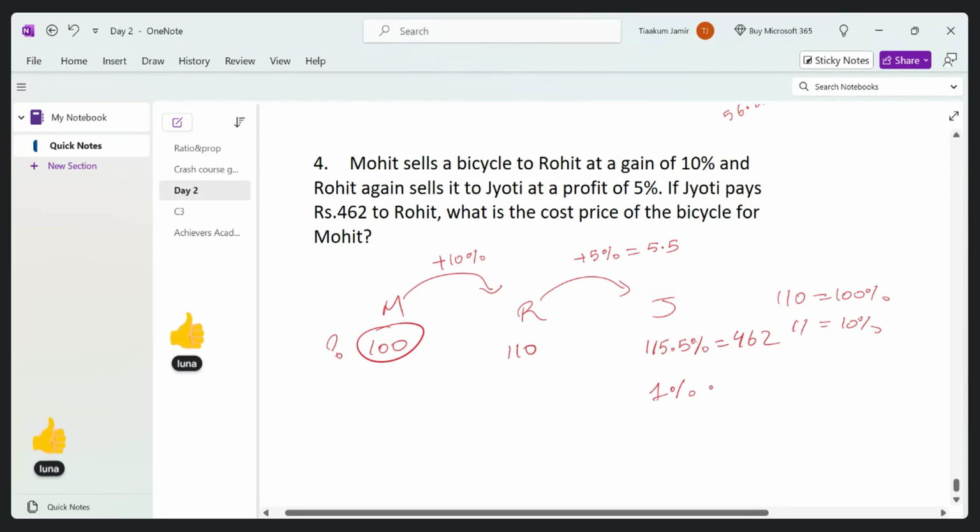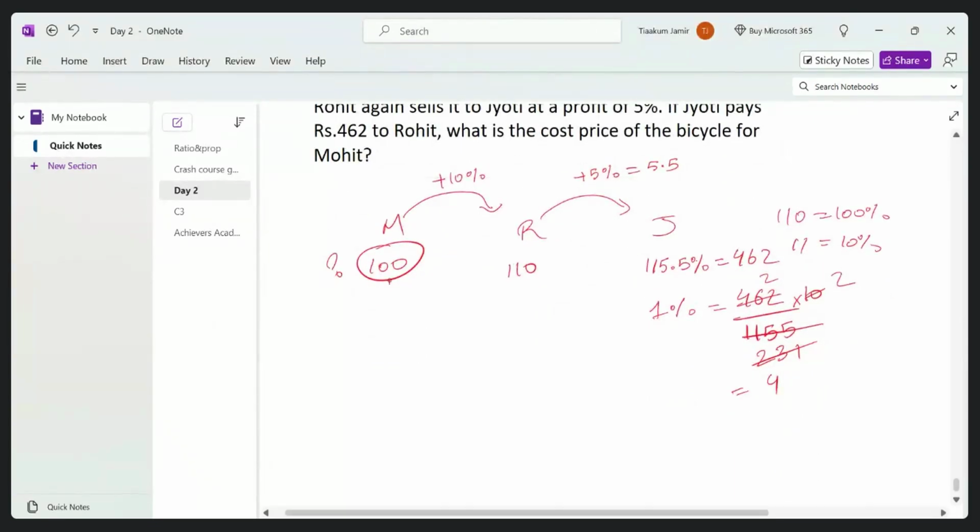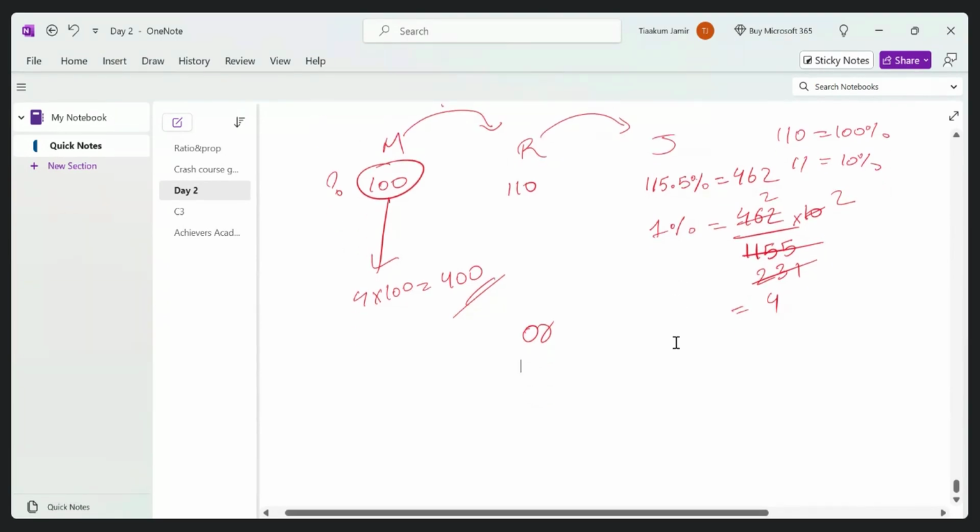So 462 by 115.5, and 5 times 2, 5 times 3, 5 times 1, 5 times 2, that means 4 comes out. So 100% becomes 4 into 100, which is 400 rupees for Mohit. This was basic, right? However, we can do this one again.